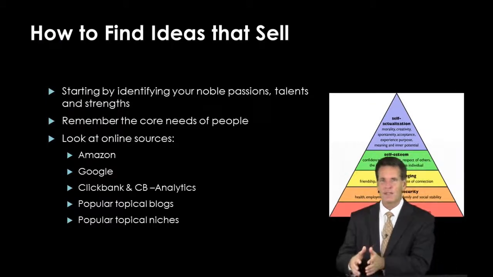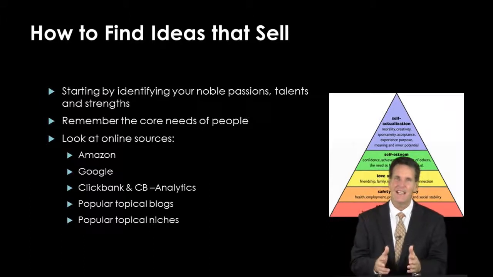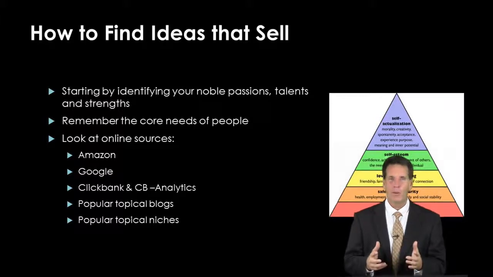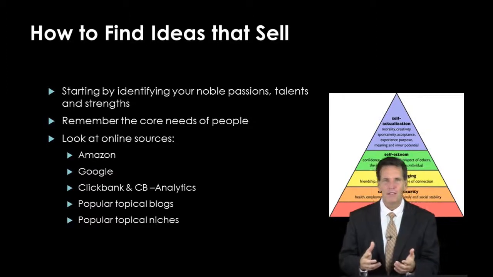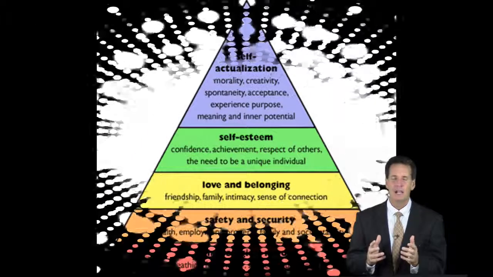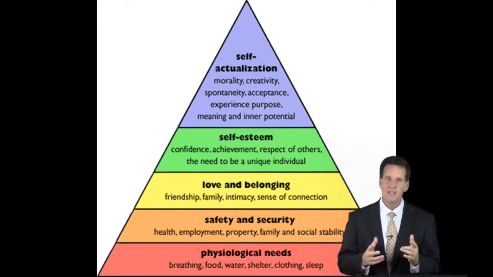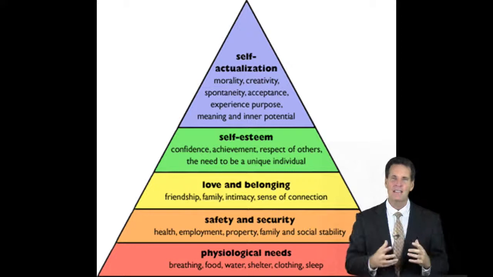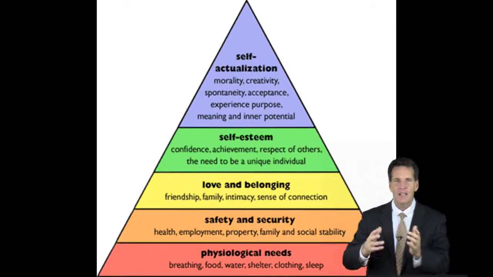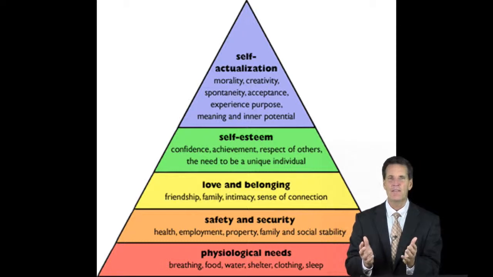Now, part of doing due diligence to make sure that you can develop a compelling product and service is to really do some market research to find ideas that can really sell. And we've talked about the importance of identifying your noble passions, your talents, your strengths. It's also vitally important for you to step back and remember the core needs of people. You're probably familiar with Maslow's hierarchy of needs. Abraham Maslow did an incredible job of sitting back and saying, here are the various needs that people in the world have. At the very base of this model, there are physiological needs. And once those needs are met, then a new set of needs begins to manifest itself.